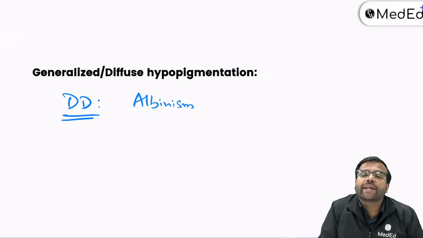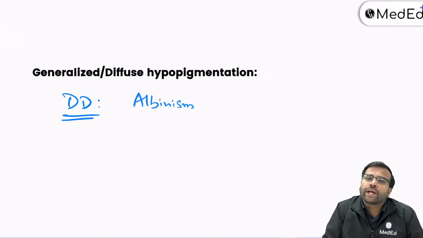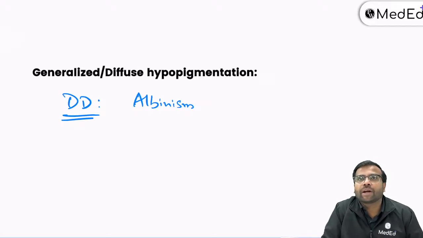So what is the defect here? Melanogenesis क्यों नहीं हो रहा है? Why is a melanin pigment not being produced in albinism? Because there is a defect of something. अभी कौन सा defect है? कौन सा enzyme defect है?